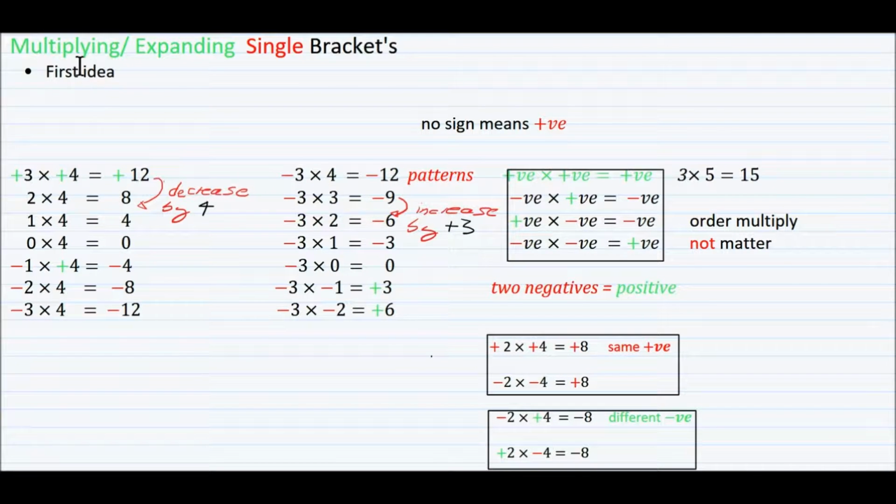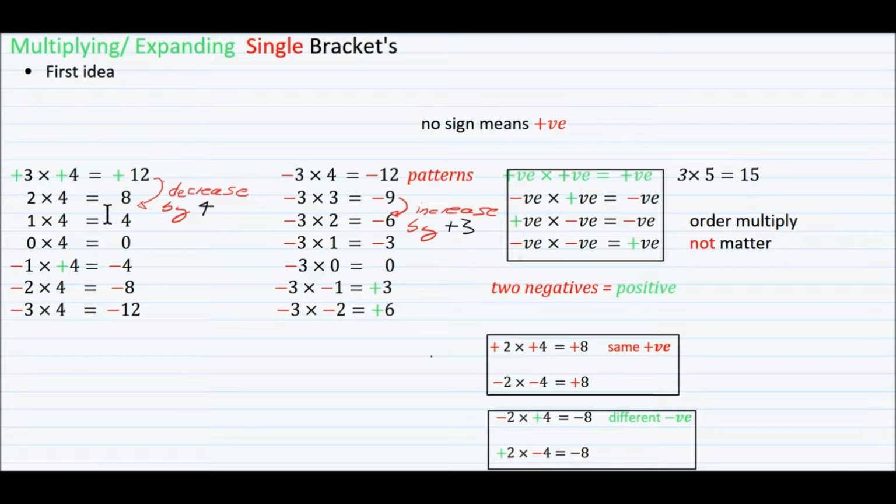So in this lesson we're going to discuss multiplying or expanding single brackets. Multiplying and expanding means the same thing. Now, no sign in front of a number means the number's positive. If there's no sign, it means it's positive. For example, this 2 times 4, there's no sign in front of it, so that means the 8 is positive. In this first example, I've just put the positive sign just to show you. So 3 times 4 is 12.